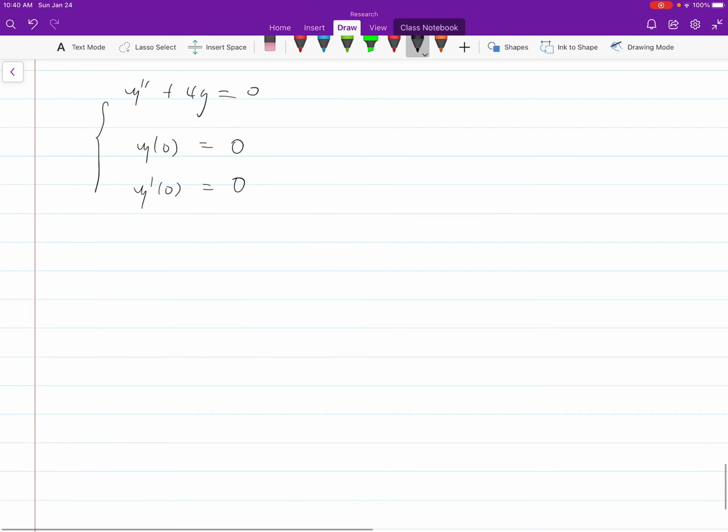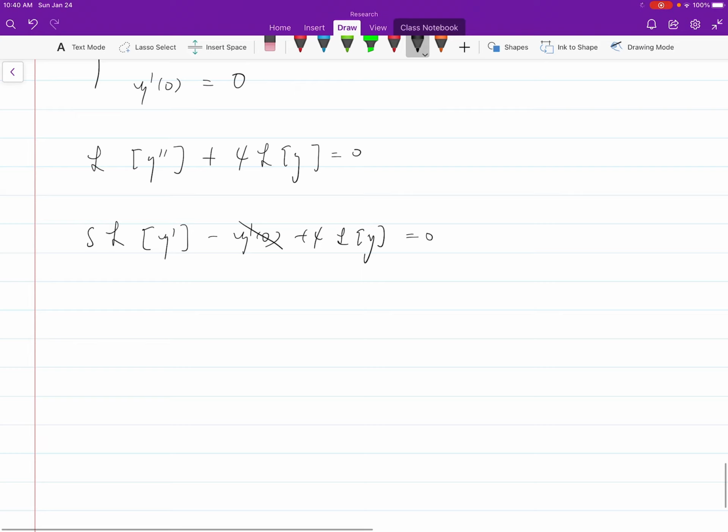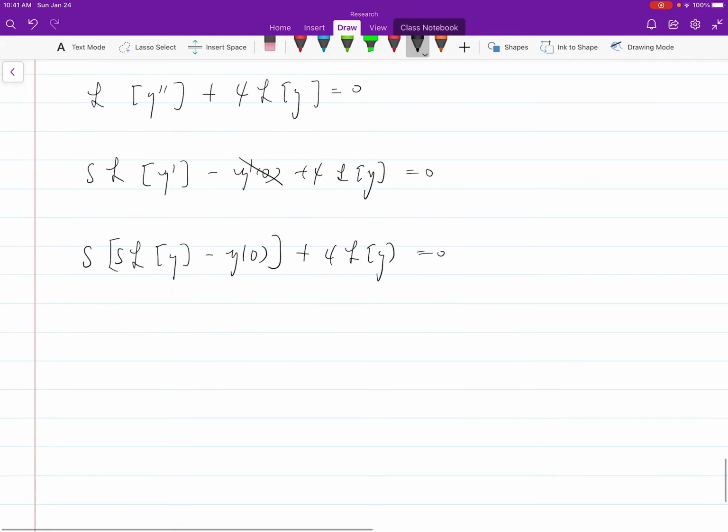Let's take initial conditions 0 and 0. Okay, so solution: L[y''] + 4L[y] = 0. s L[y'] minus y'(0) plus 4 L[y] equals 0. And s L[y] minus y(0) plus 4 L[y] equals 0.